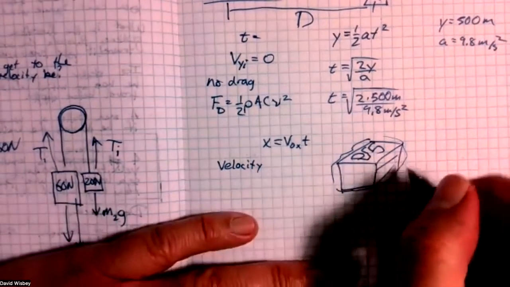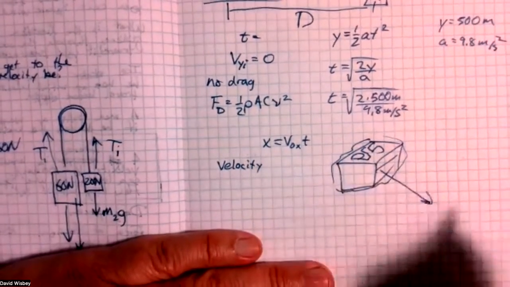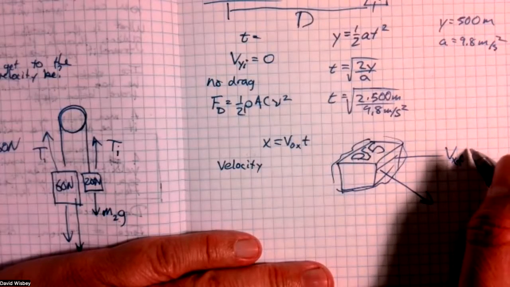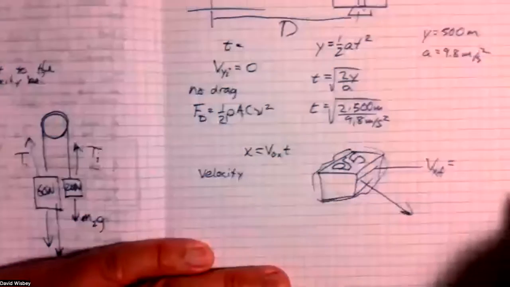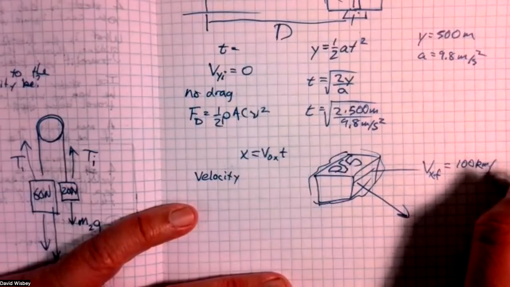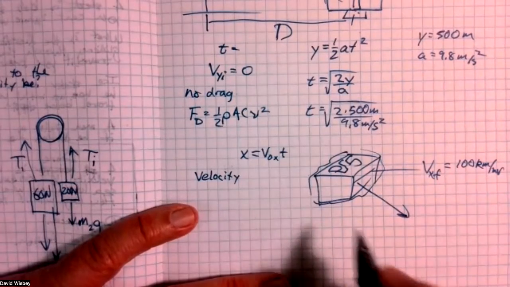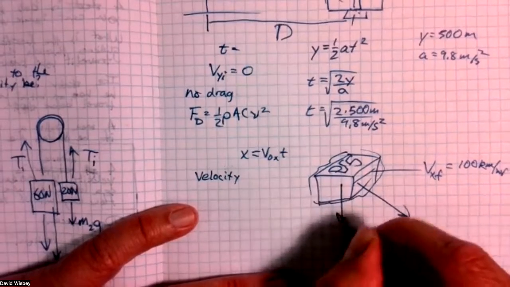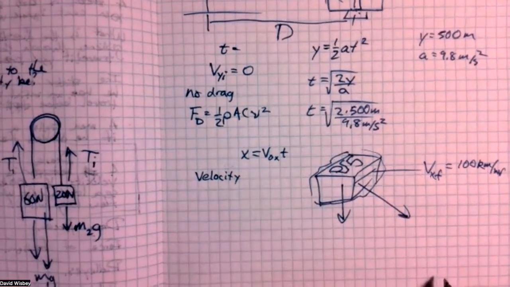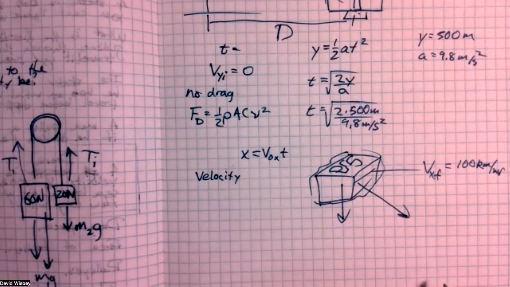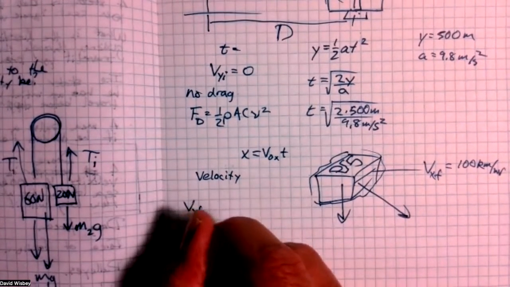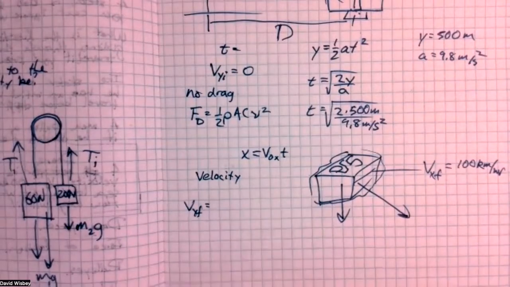All right. So if we want to find its final velocity when it hits the ground, we need to know its final x velocity, which is the same as its initial velocity. So that's going to be 100 kilometers per hour. So once we know that, then we need to know its final y velocity. How could we get that one? What is Vy final? How could we solve for that one?